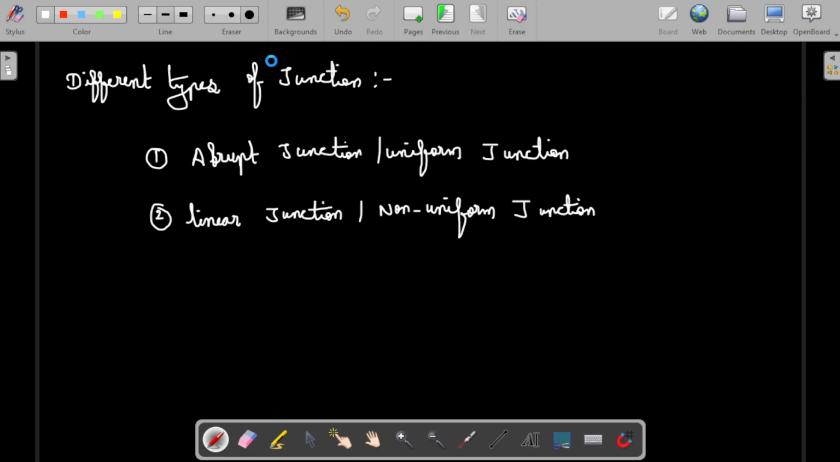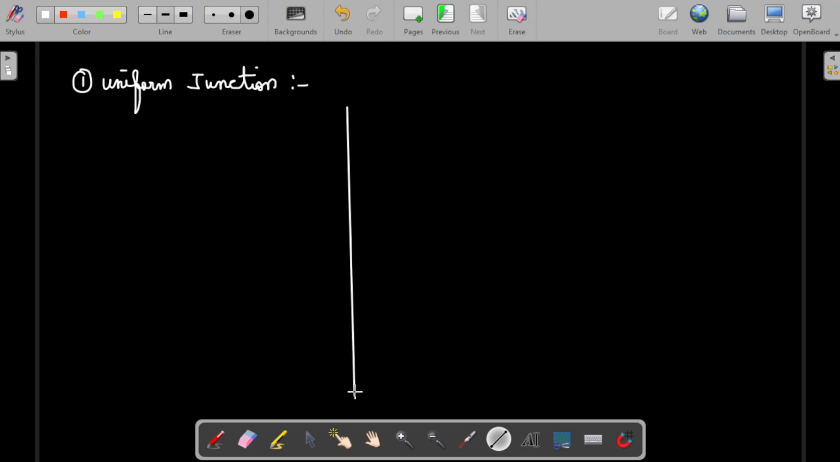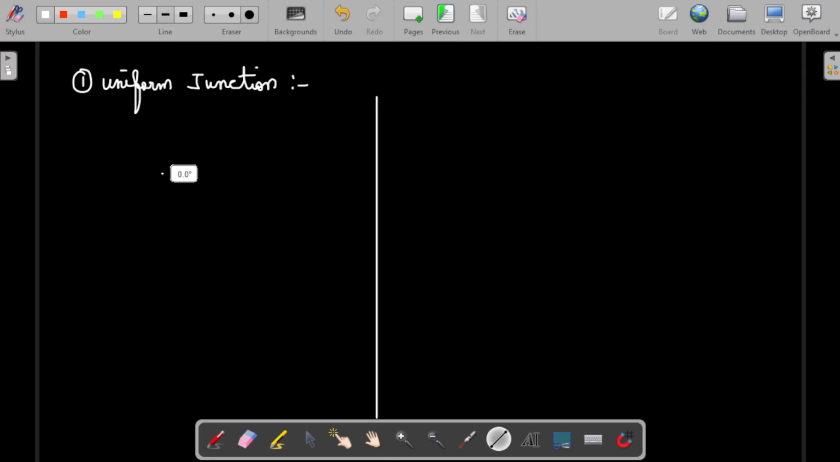So first let's start with our first type of junction, that is the uniformly doped profile, the uniform junction. The uniform junction means this resembles the charge carriers, so it is purely on charge carrier dependency. I will plot the charge carrier diagram for you. Here, this is the reference, and this will be the charge carrier concentration.